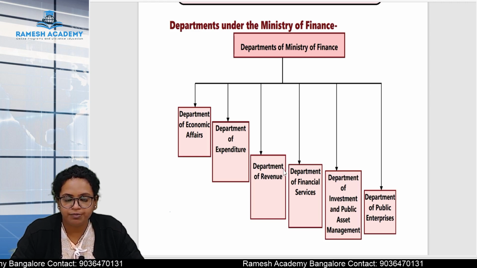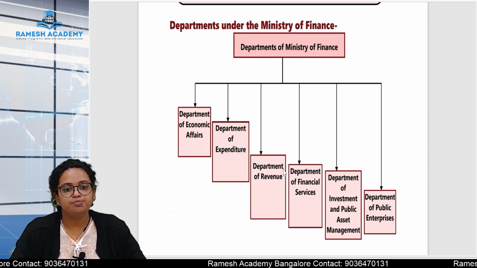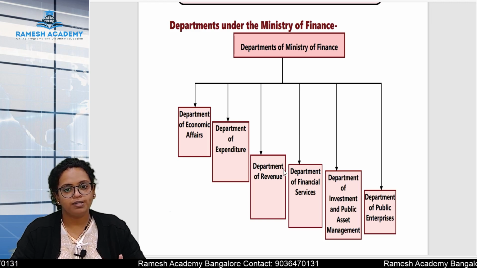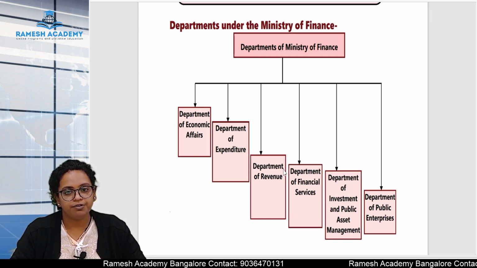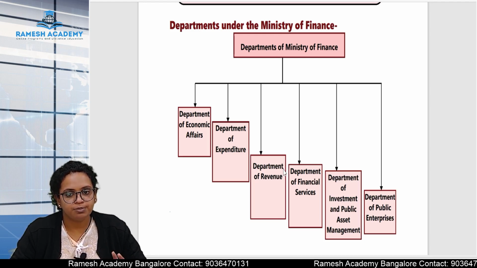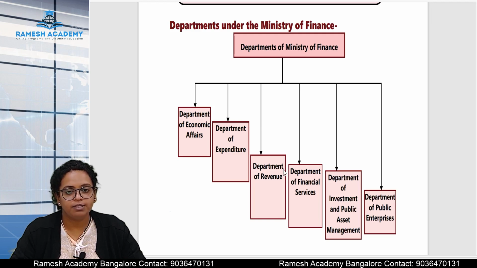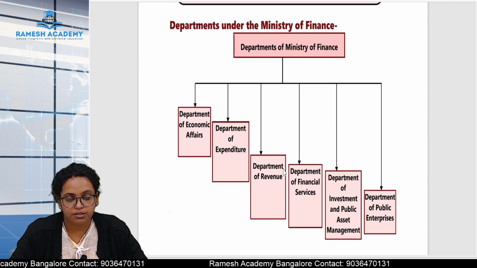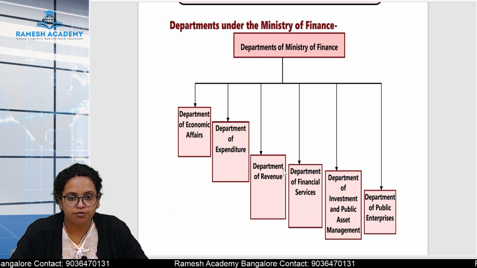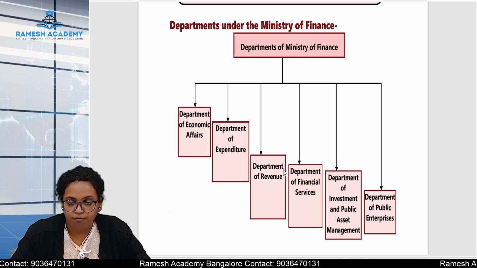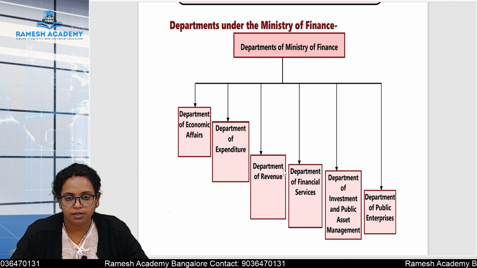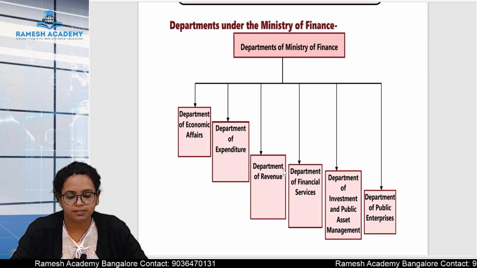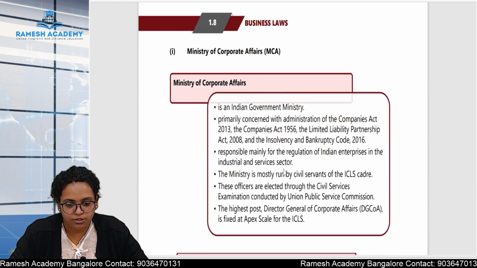So in the central government we have a variety of ministries. In this Ministry of Finance we have subdivisions, that is the departments. So we have Department of Economic Affairs, Expenditure, Department of Revenue, Department of Financial Services, Investment and Public Asset Management, and Public Enterprises. Each respective department takes care of its respective affairs, so that the composition of the Ministry of Finance is easily handled by every department. So it does not get messed up.